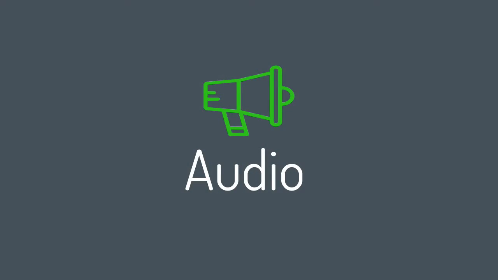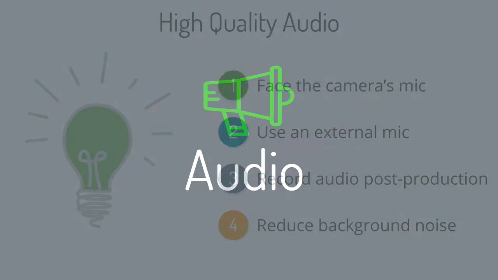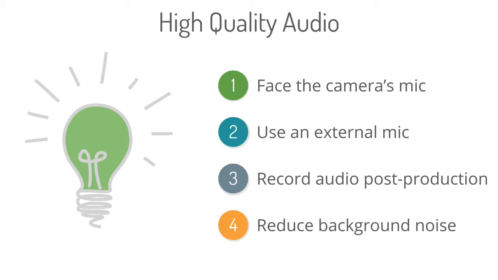Similarly, when producing quality audio for your videos, speaking slowly and clearly are key. Be sure to face your camera's microphone, or record your audio with a mic separate from the video collection. Try to reduce background noise as much as possible. Take a look at some of the audio difficulties in this example.